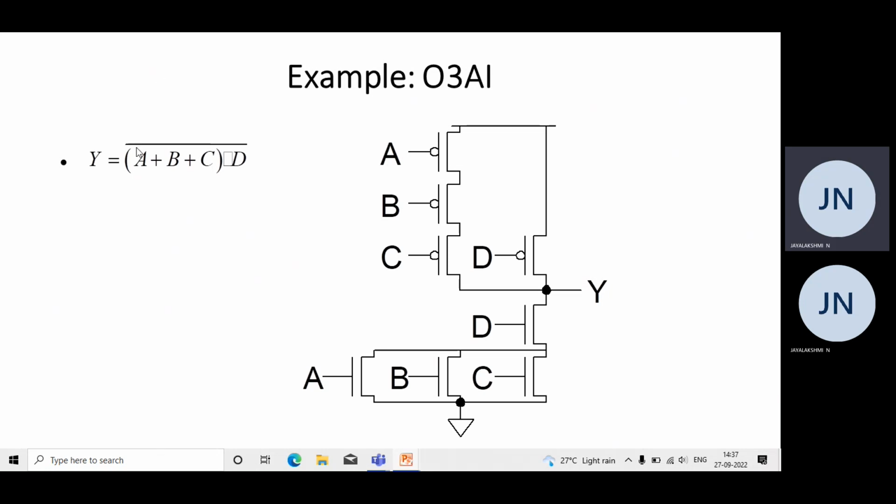And here you can see that initially we have a plus operation, so the PMOS transistors should be connected in series. And next, in the pull-down network, the NMOS transistors should be connected in parallel.